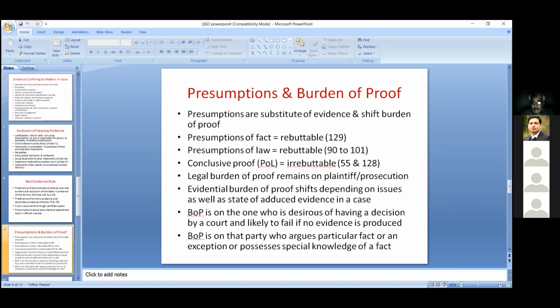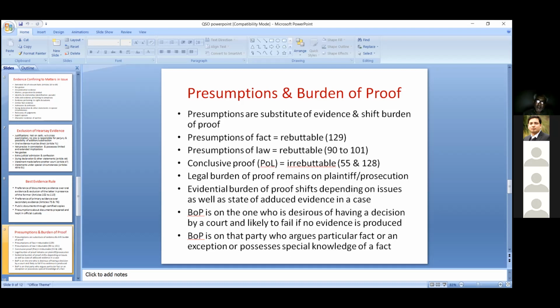So burden of proof is also divided into two categories. One is known as legal burden of proof and another is known as evidential burden of proof. As far as the legal burden of proof is concerned, as we have stated, this is upon the plaintiff in civil cases and upon the prosecution in criminal cases to prove the case. And as far as the evidential burden is concerned, that burden is relative, that burden is likely to shift on the basis of evidence produced before the court.